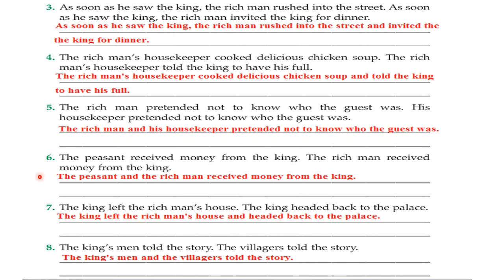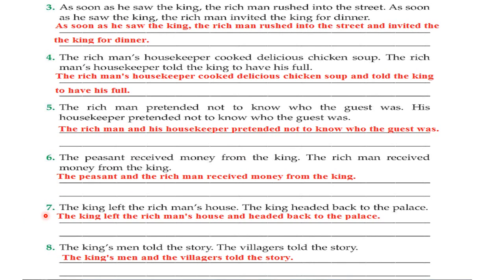In sentence number 6, the peasant received money from the king. Who received? The peasant. The verb is received and the predicate is received money from the king. In the second one, the rich man received money from the king. Again, we have the same verb and the same predicate. So the peasant and the rich man received money from the king. Here we have a compound subject sharing the same predicate.